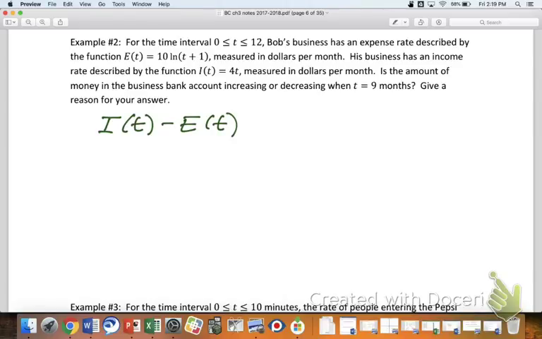Why would it need to be in that order? Because the order matters. It's rate in minus rate out. Income would be a positive influence on the bank account, and expense would be a negative influence. So I of t minus E of t, and we are interested in what's going on when t equals 9. So I of 9 minus E of 9 will give me the overall net rate when t equals 9 months.